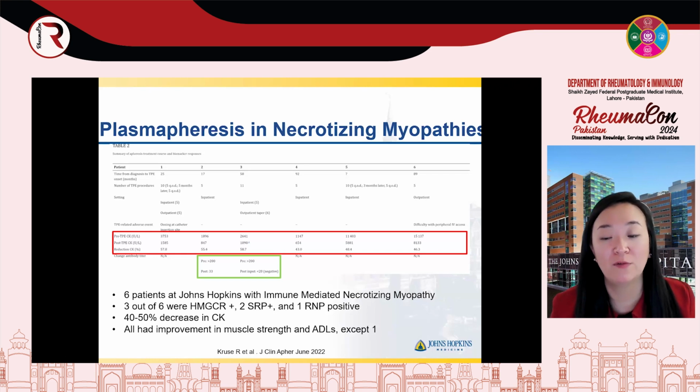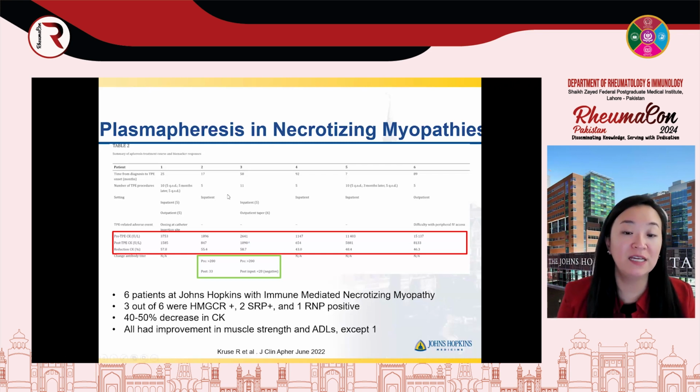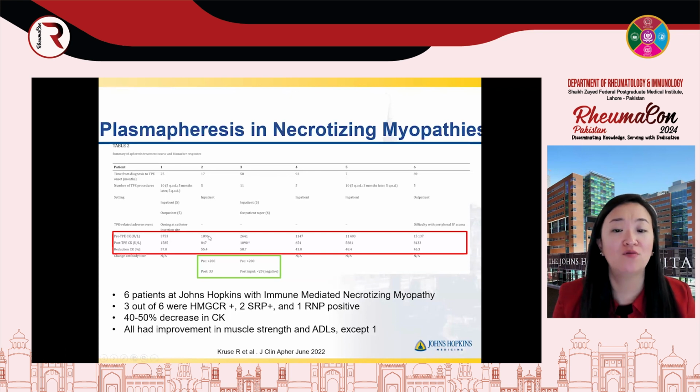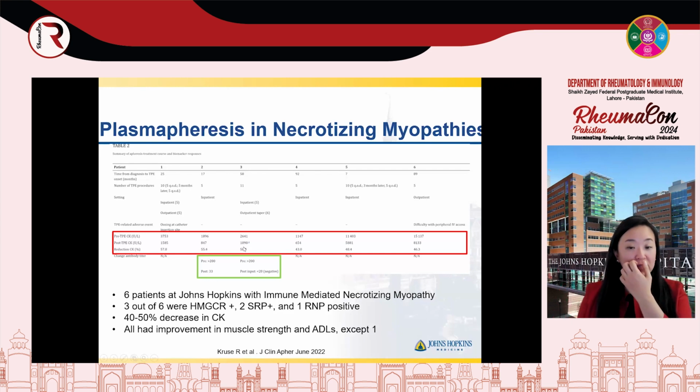These patients were all evaluated at our transfusion medicine, and you can see that the HMG-CR patients had a significant decline in their autoantibody titer. Pre-plasmapheresis was greater than 200, post was 33, and then here greater than 200 titer, post was negative. And these patients were the best improvers or responders, as you can see. Their CK had dropped from 1,896 to 847, so a 55% drop. And this also was a 58.7% drop.